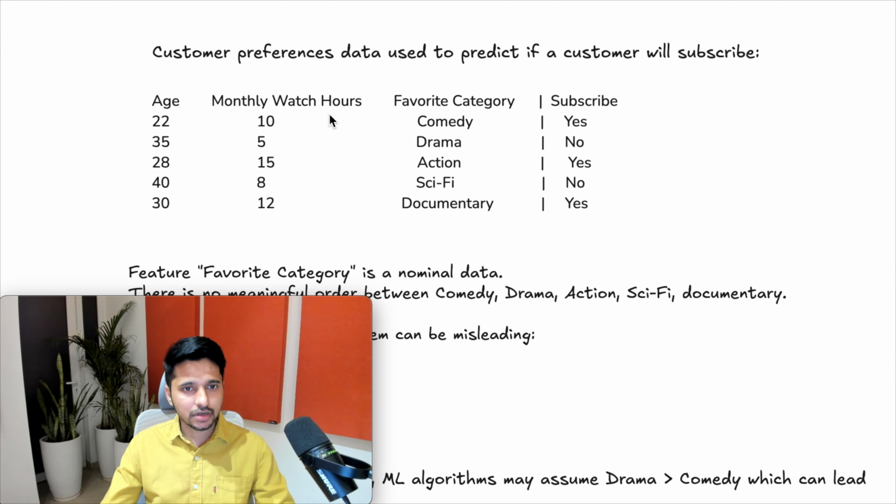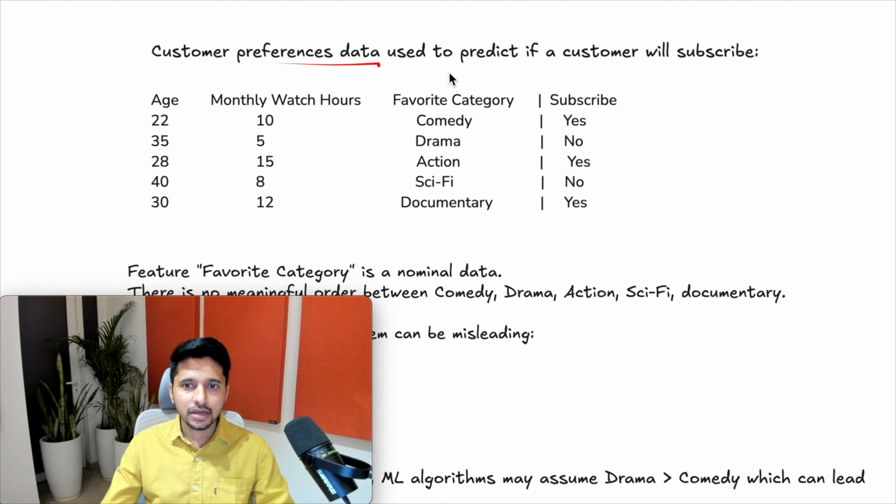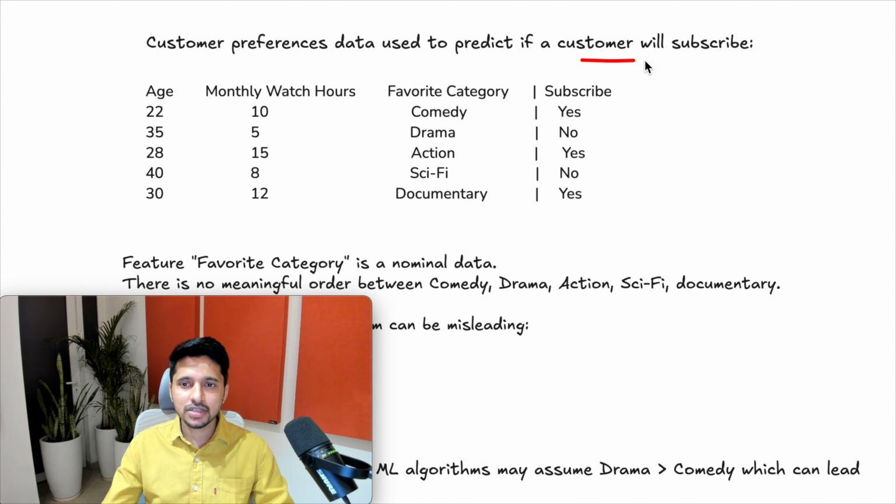Here we have customer preferences data used to predict if a customer will subscribe or not. Let's say there is some video platform, and the customer will subscribe or not. Here we have the age, the monthly watch hours, and the favorite category, comedy, drama, and so on.